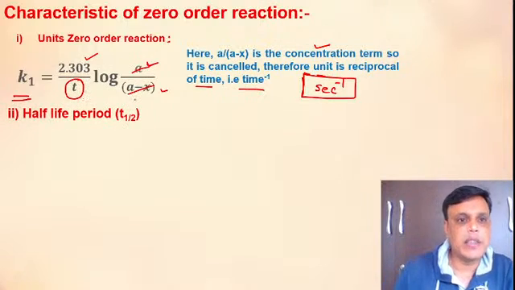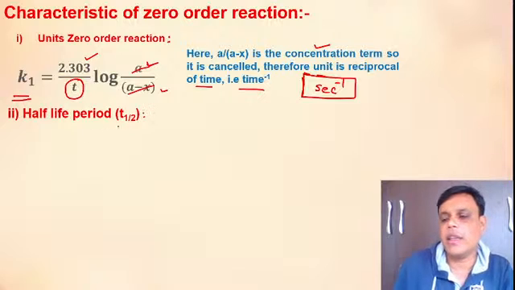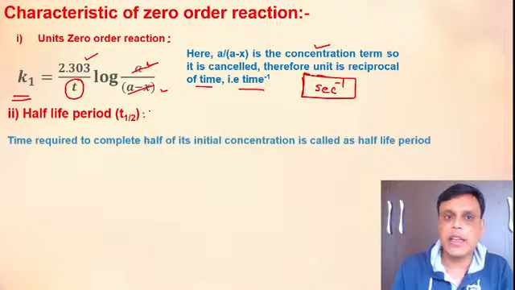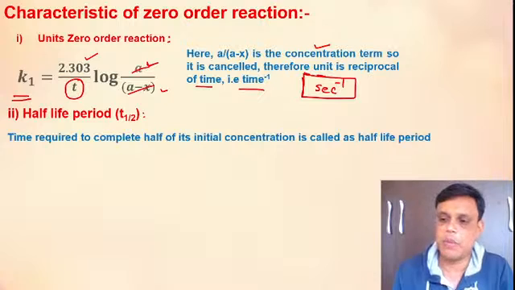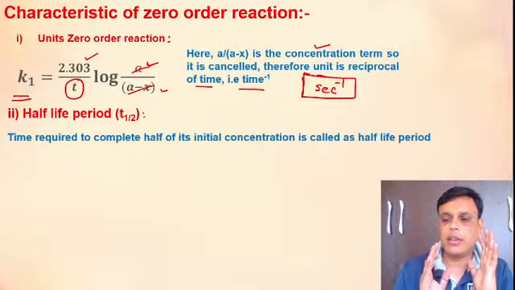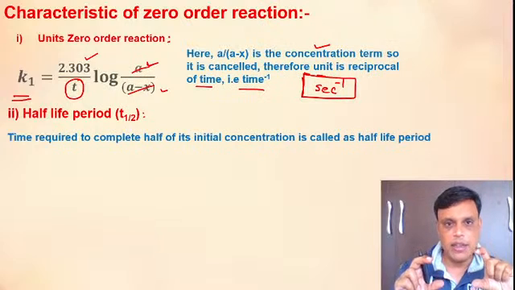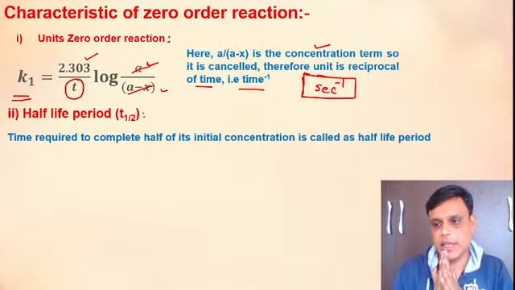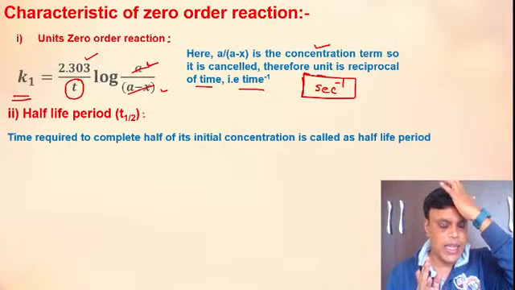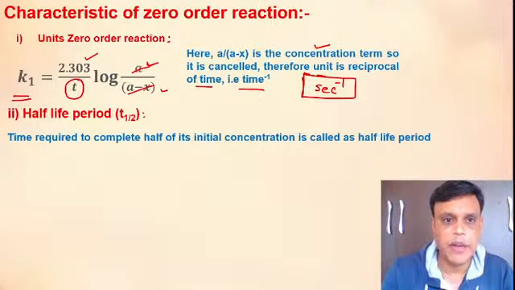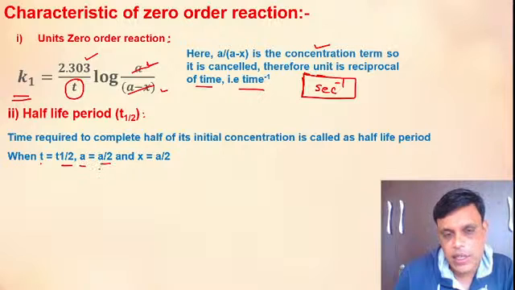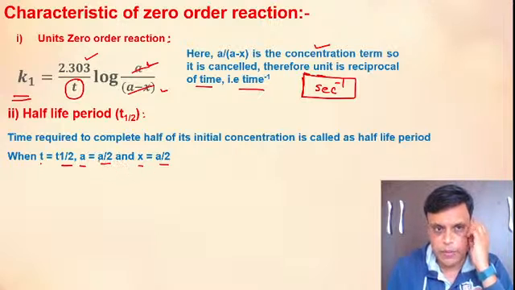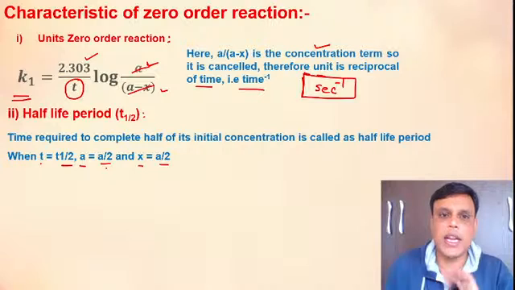Then the second, we will see the half life period. Second characteristic is half life period, and you know what half life period is. It is the time required to complete half of its initial concentration. It is called the half life period for that particular reaction. For example, during the T half, both the reactant and product are present in 50-50 percentage. At that time we call that time the half life period. So we will find out the half life period. Here you know very well now, when t is equal to t half, the concentration of reactant is a by 2 and the product x is also a by 2. So both are present in 50-50%, and that time we call t half.